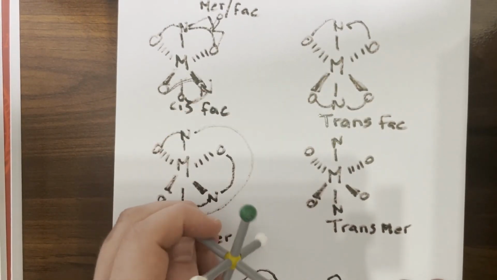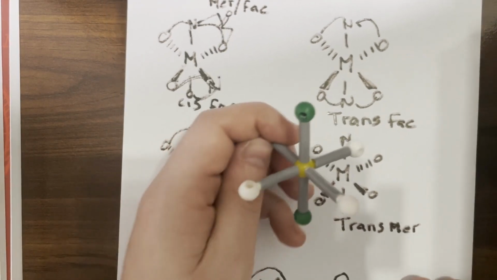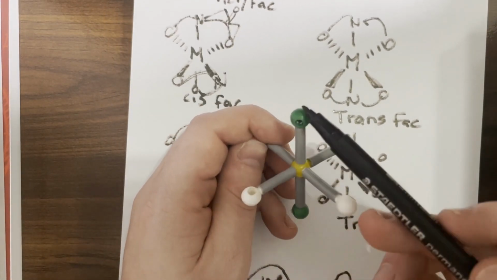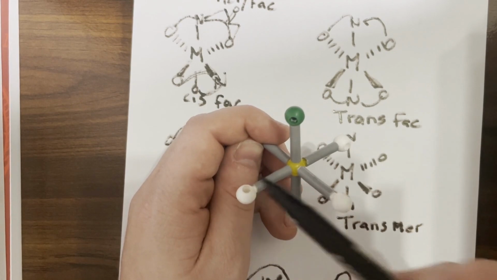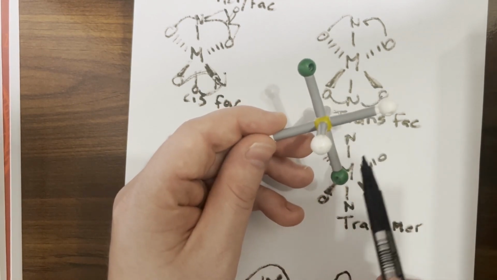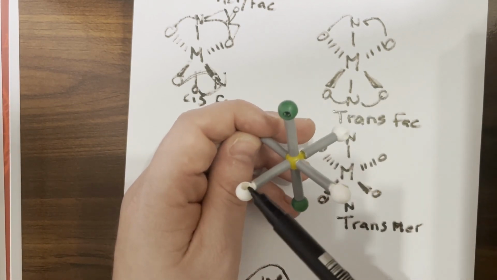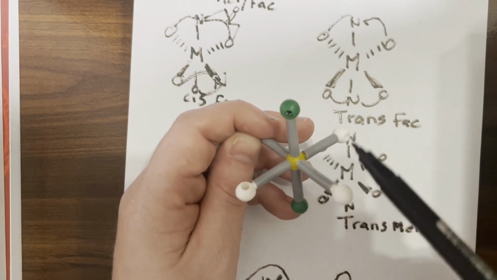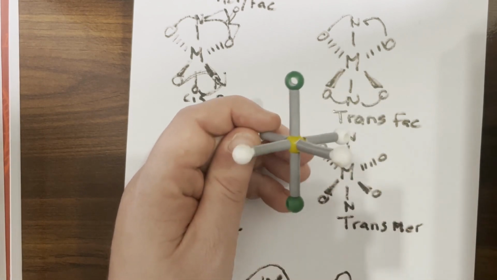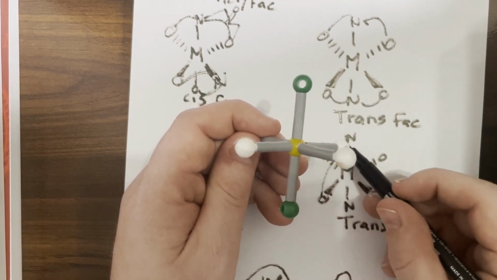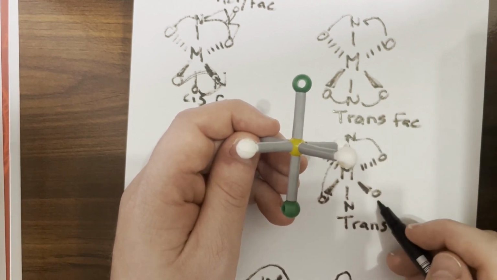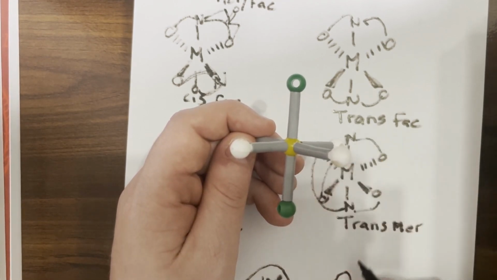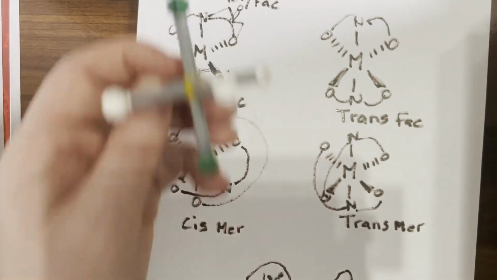But now we want meridional. So what does meridional require from us? Meridional requires 180-degree bonds. So in other words, we need to keep oxygen, nitrogen, oxygen, oxygen, nitrogen, oxygen. So oxygen to nitrogen, nitrogen to oxygen, oxygen to nitrogen, nitrogen to oxygen. And those are all 180 degrees.